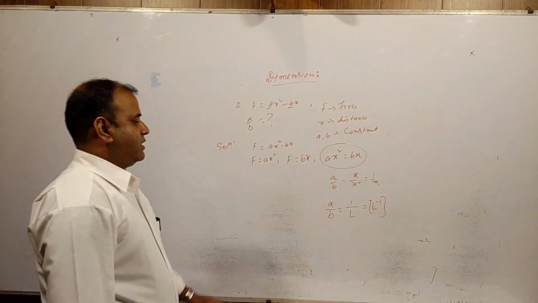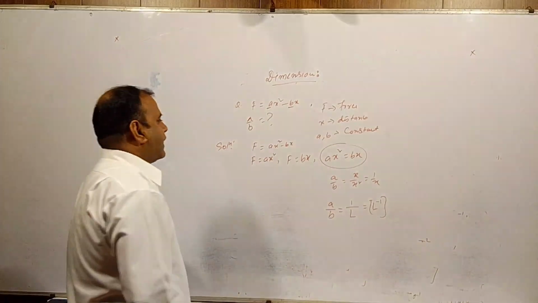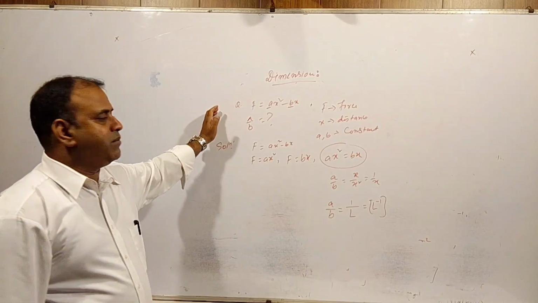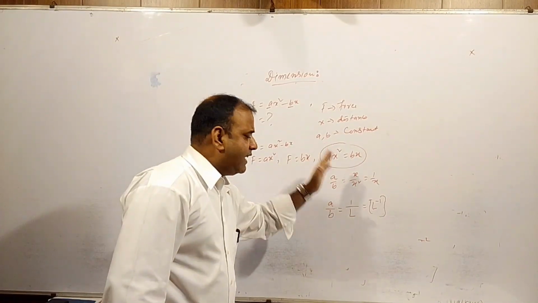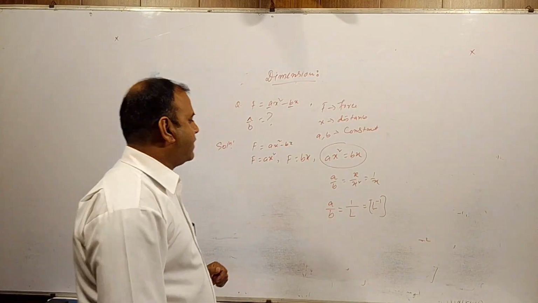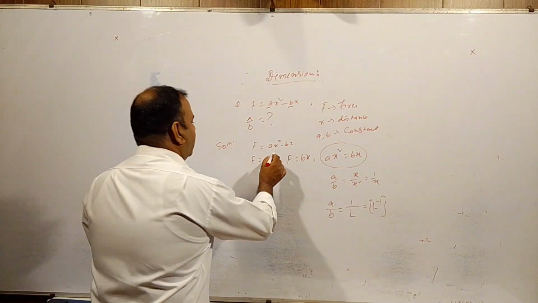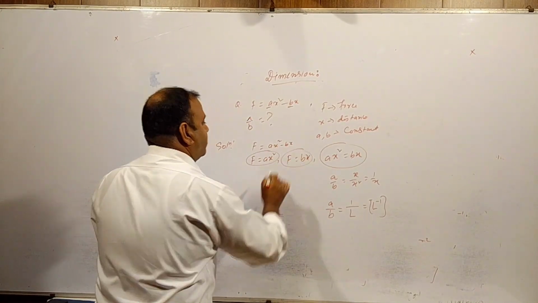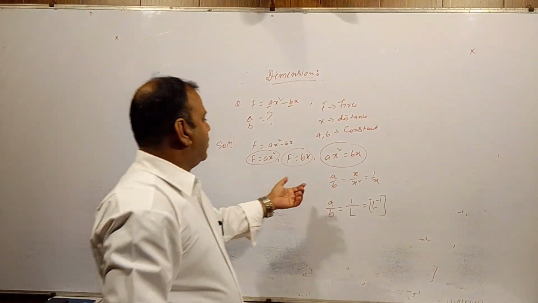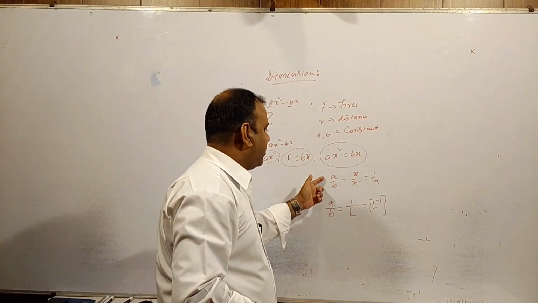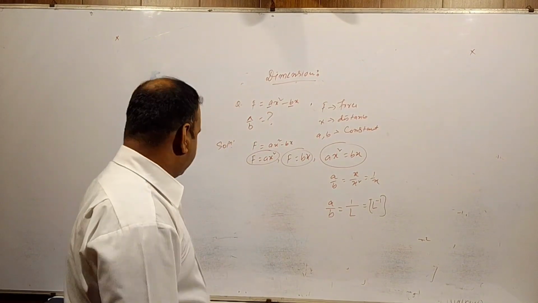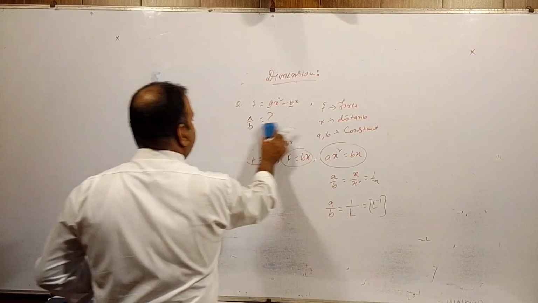So in simple calculations, because according to our question we have to calculate a by b only. So from this relation directly we can find the value of a by b. But if we want to do this one, it will take some time. So it is easy to take these relations to calculate the value of a by b. So this is over.